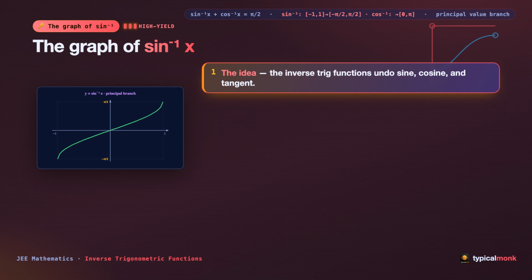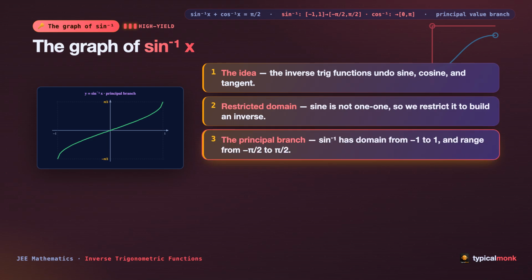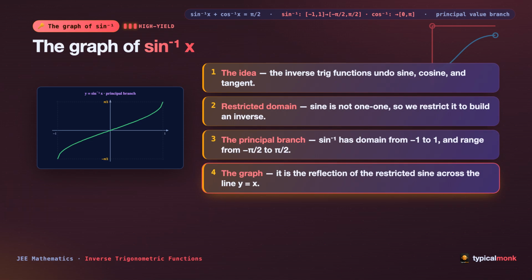Now look at the picture. The graph of sine inverse x. The idea. The inverse trig functions undo sine, cosine, and tangent. The restricted domain. Sine is not one-to-one, so we restrict it to build an inverse. The principal branch. Sine inverse has domain from -1 to 1 and range from -pi by 2 to pi by 2. The graph. It is the reflection of the restricted sine across the line y equals x.